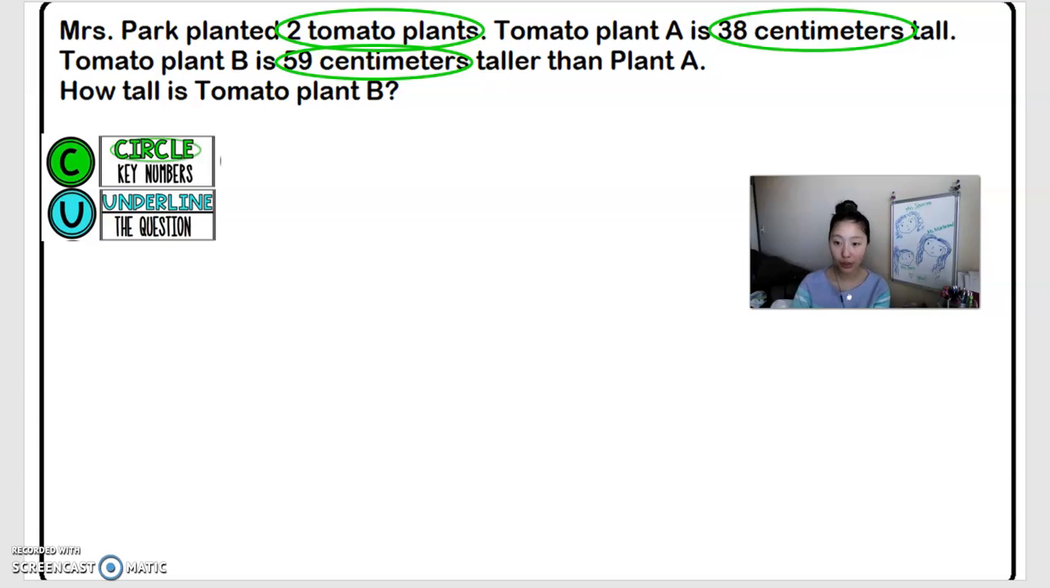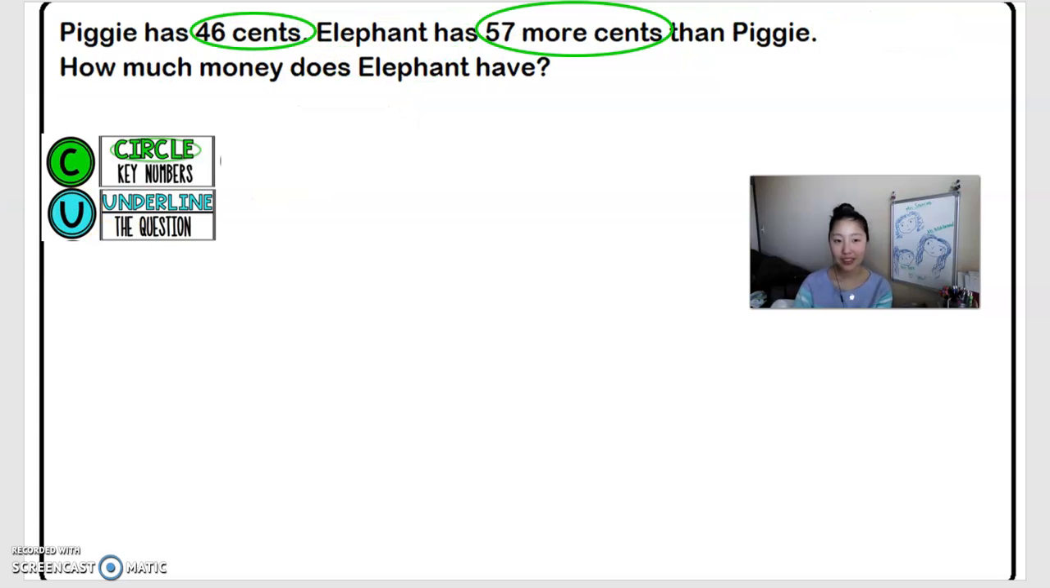Again, pause, point to the question. Great job. It should have been, how tall is tomato plant B? You're doing pretty well right now. Next one. Piggy has 46 cents. Elephant has 57 more cents than Piggy. How much money does Elephant have?